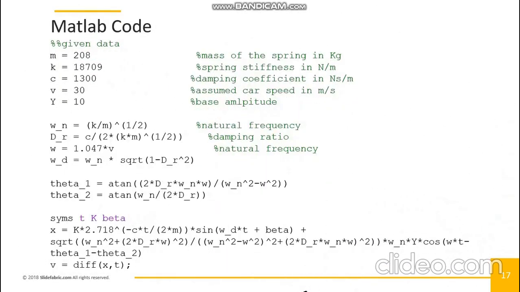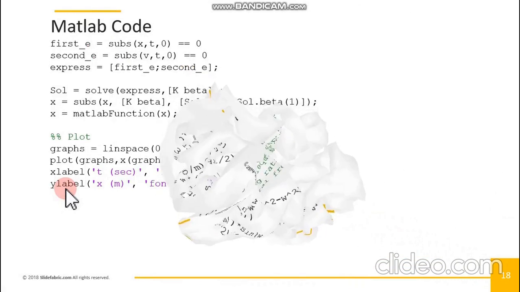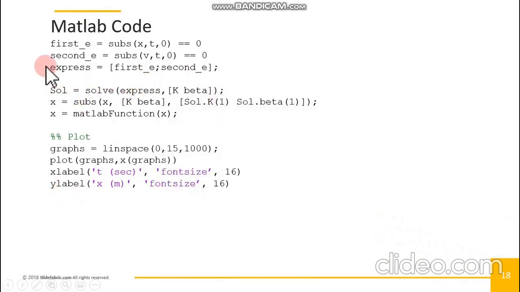Now the next step is to code using MATLAB software. I have written all the expressions as you can see here, and then I have found the values of k and beta by utilizing these expressions. And lastly, I have plotted the response of x with respect to time by writing this code.